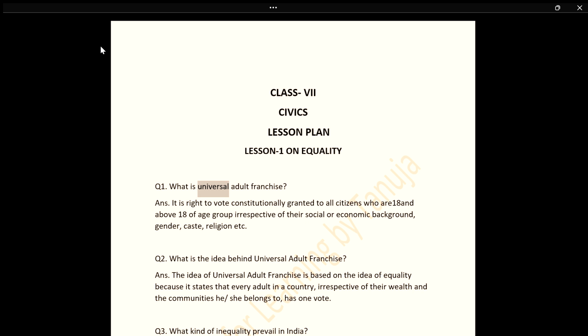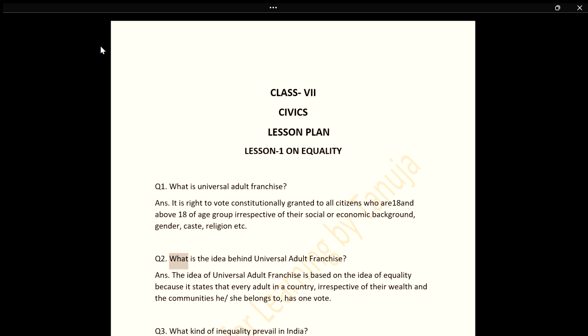What is universal adult franchise? Ans. It is the right to vote constitutionally granted to all citizens who are 18 and above, irrespective of their social or economic background, gender, caste, religion etc.